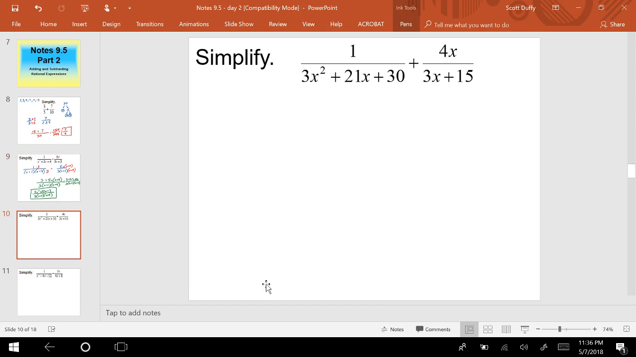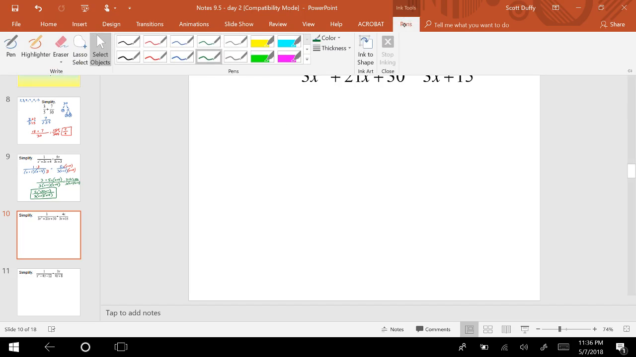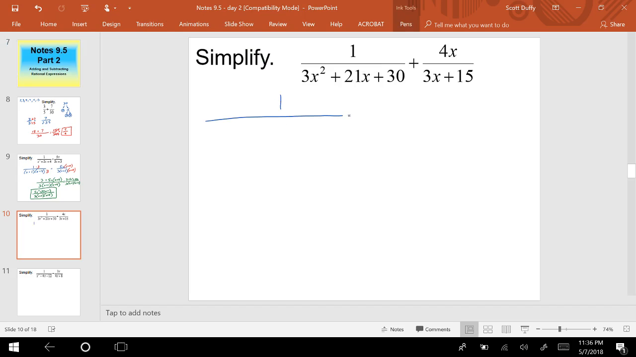Let's practice another one. Do the same thing with the first fraction. 1 on top. What I realized then is that I can factor out a 3, and I'm going to be left with x squared plus 7x plus 10. But x squared plus 7x plus 10 can be rewritten as x plus 5 times x plus 2. So I'm going to erase this, put x plus 5 times x plus 2.